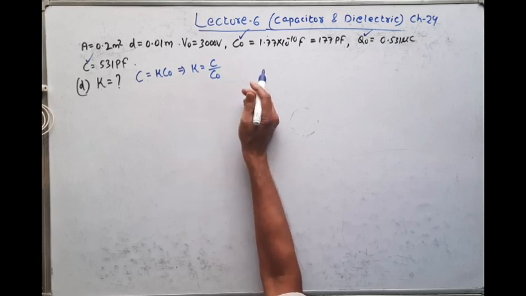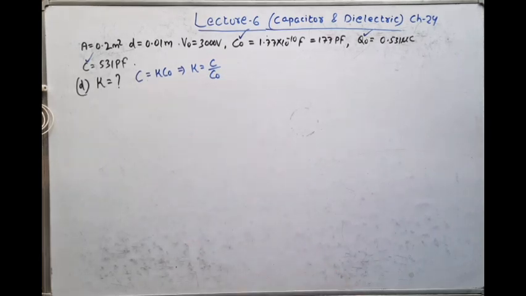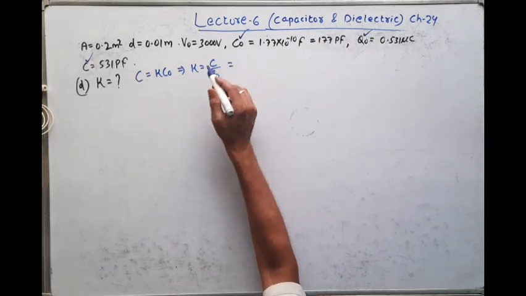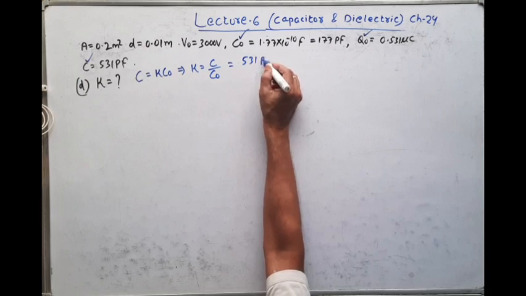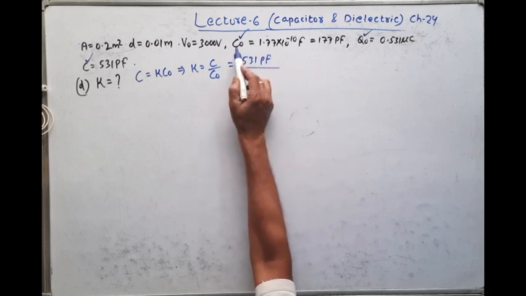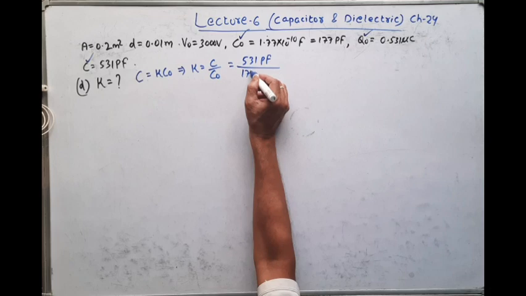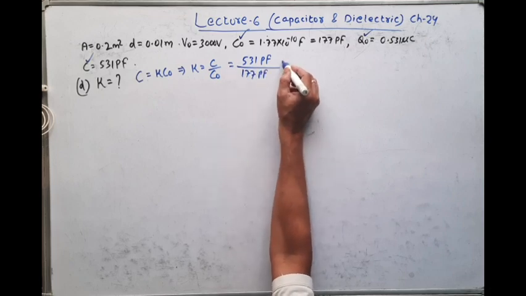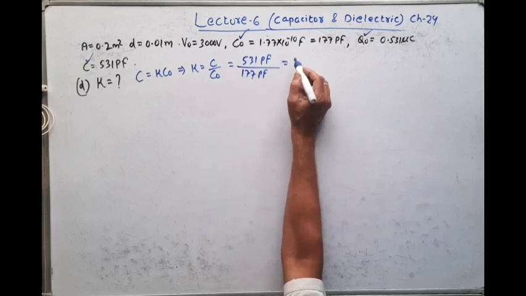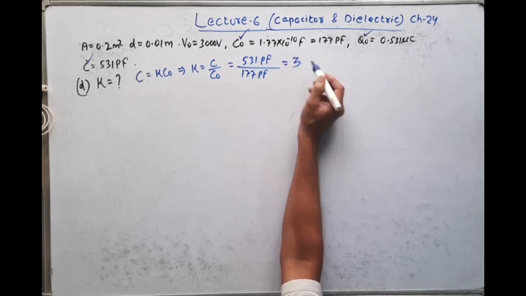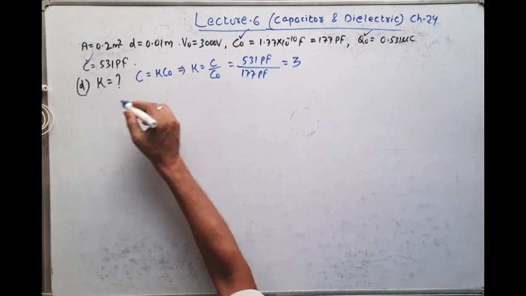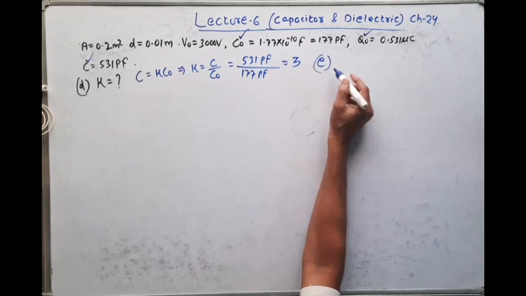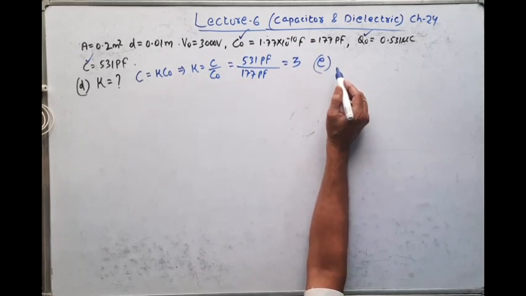K is equal to C by C naught. So that is equal to the new capacitance, 531 picofarad, divided by the initial capacitance, 177 picofarad. Just take the ratio, you will get 3. So this is the dielectric constant of the dielectric medium. Then the fifth bit. What is it? You have to find the permittivity of the medium.